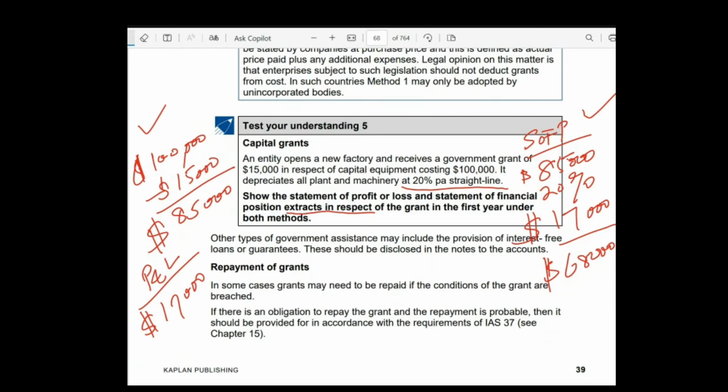Okay, next topic is borrowing costs under IAS 23. Borrowing costs will be explained. It is a very easy and clear concept, and a very interesting one also. When it comes, you will definitely get full marks from this area.